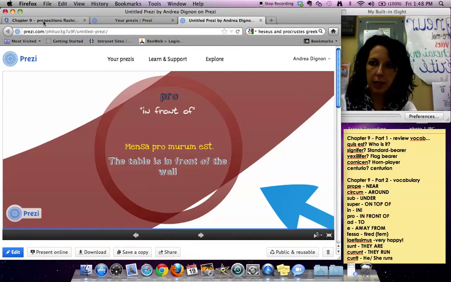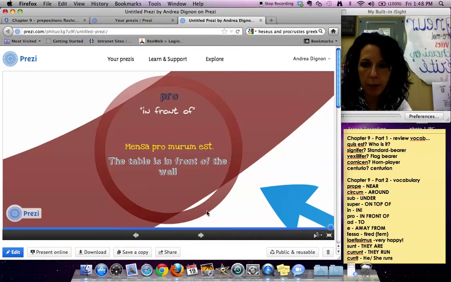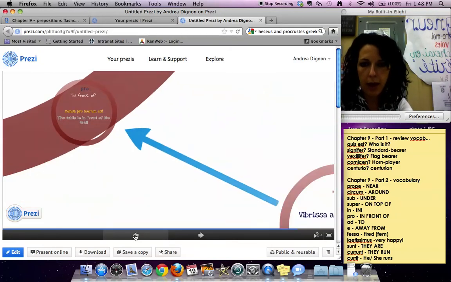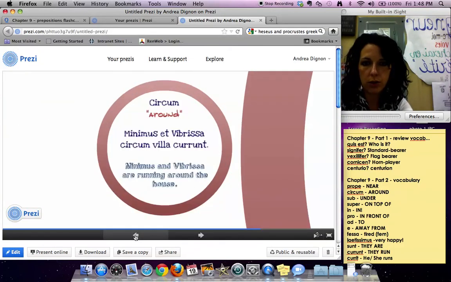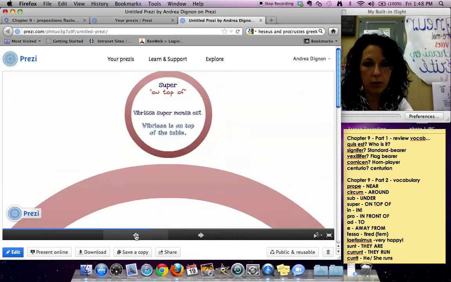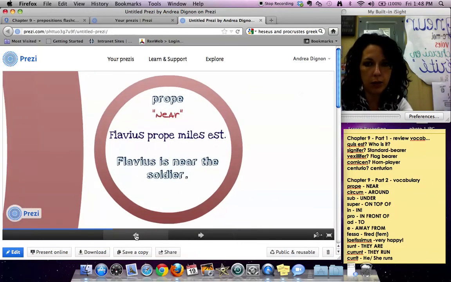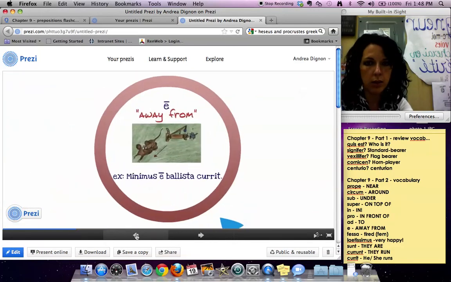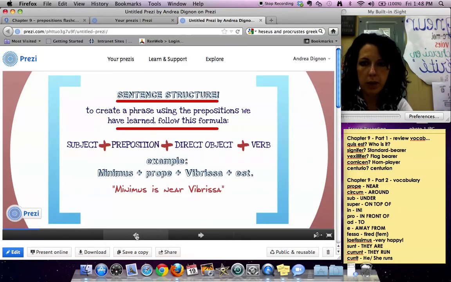Now we're going to take a second and look at these preposition flashcards. Let's go back to our first slide. It will take me a second. Hold on. I can't believe my computer's actually working this fast. This is insanity. All right, here we go. Sentence structure: subject, preposition, direct object, verb.